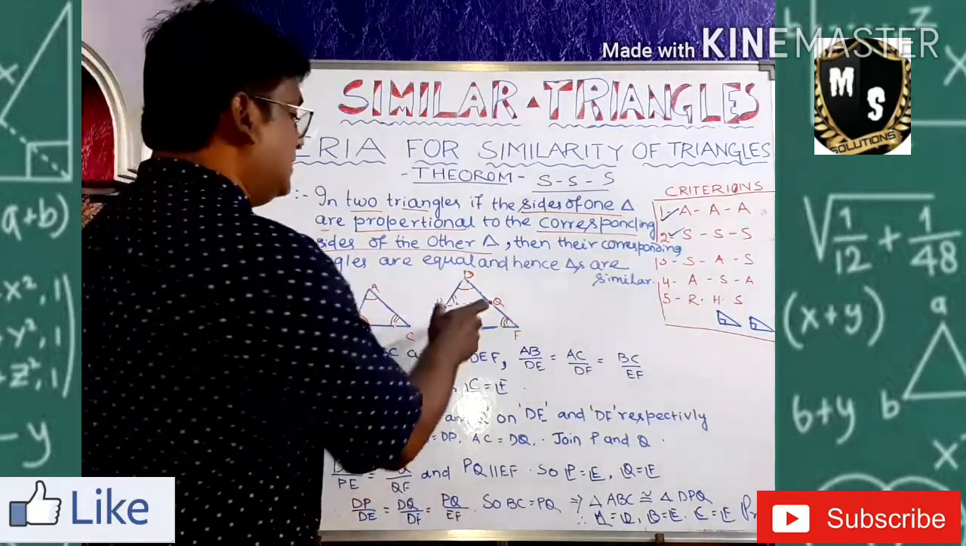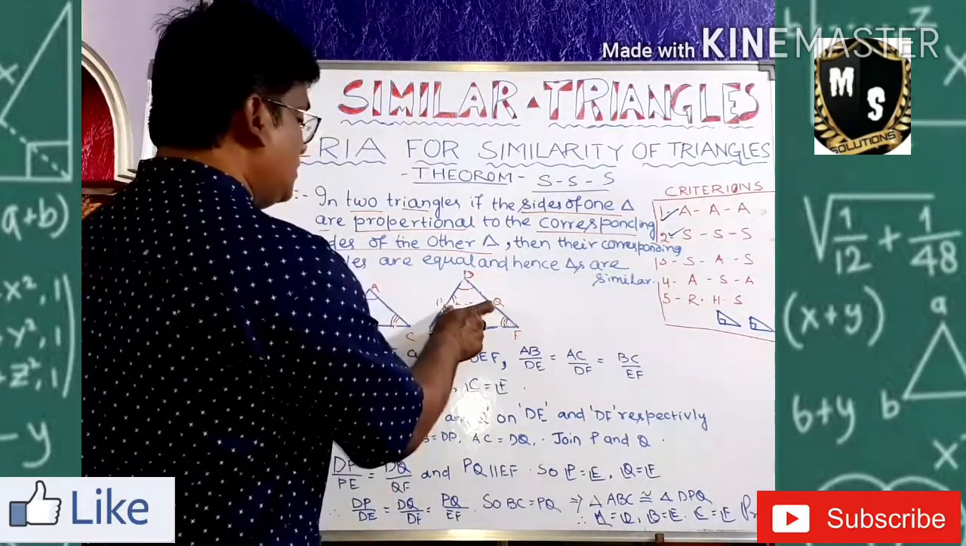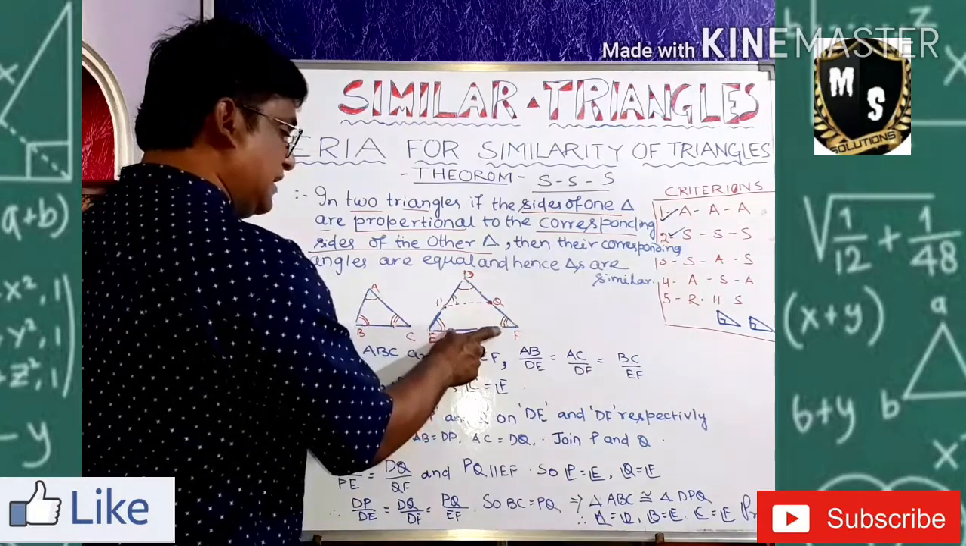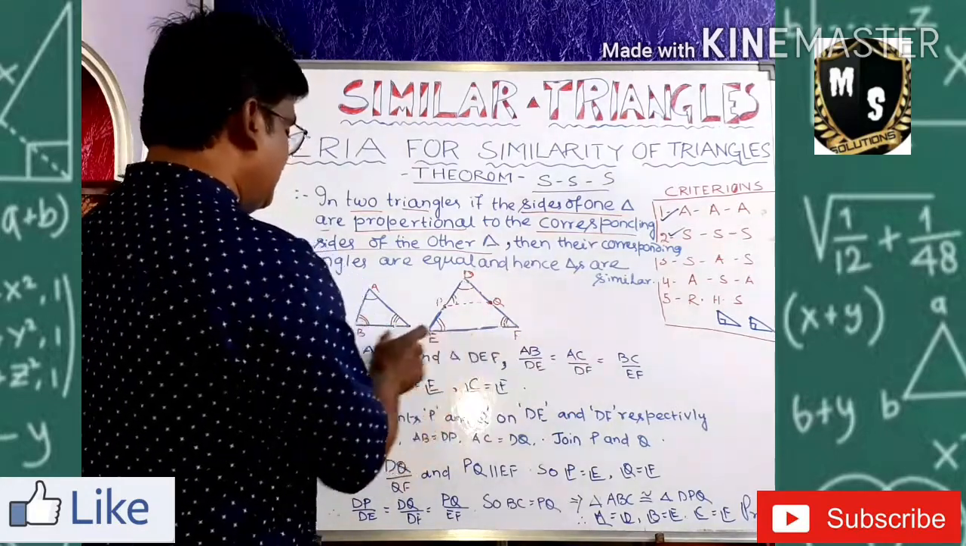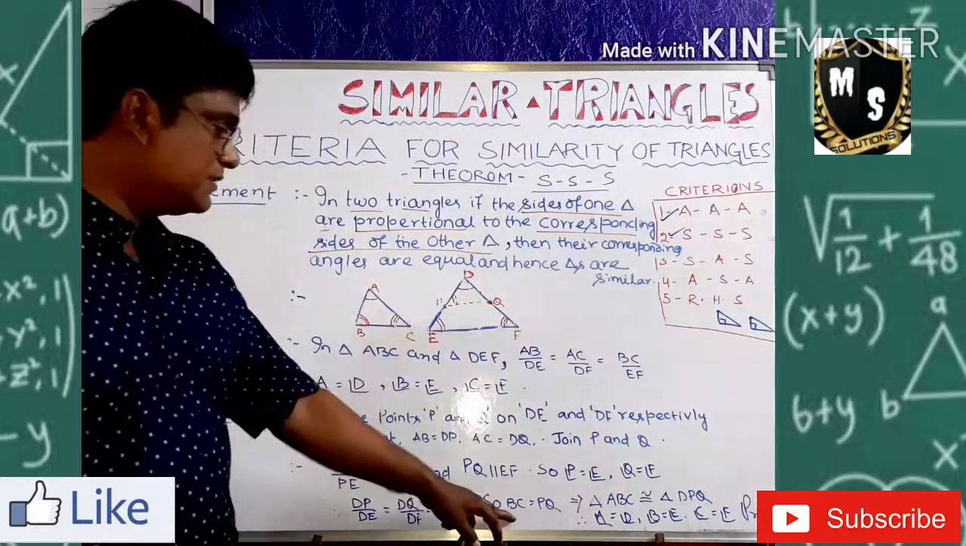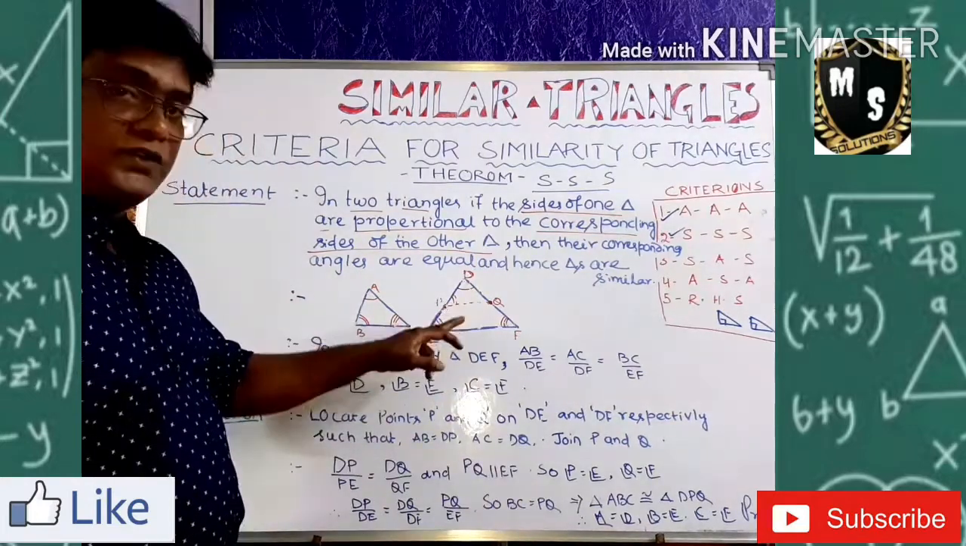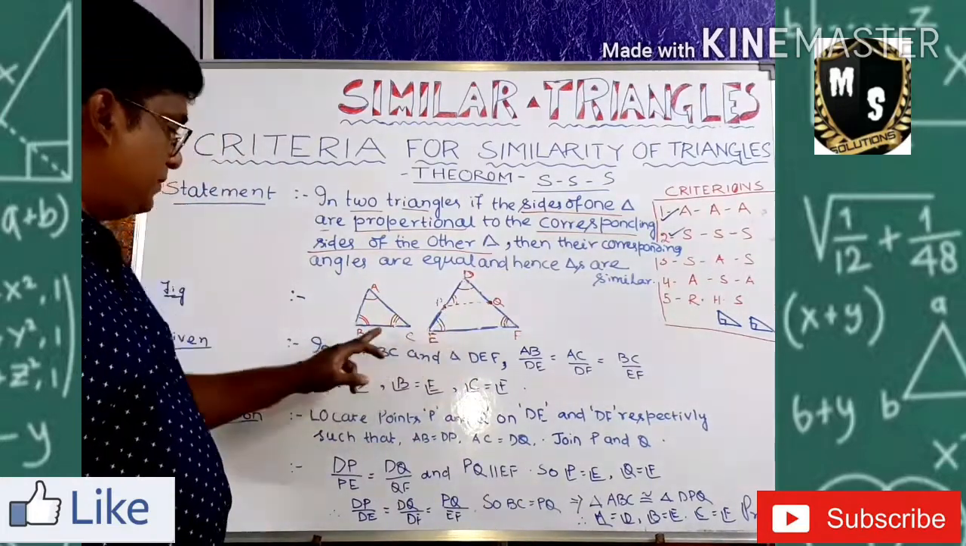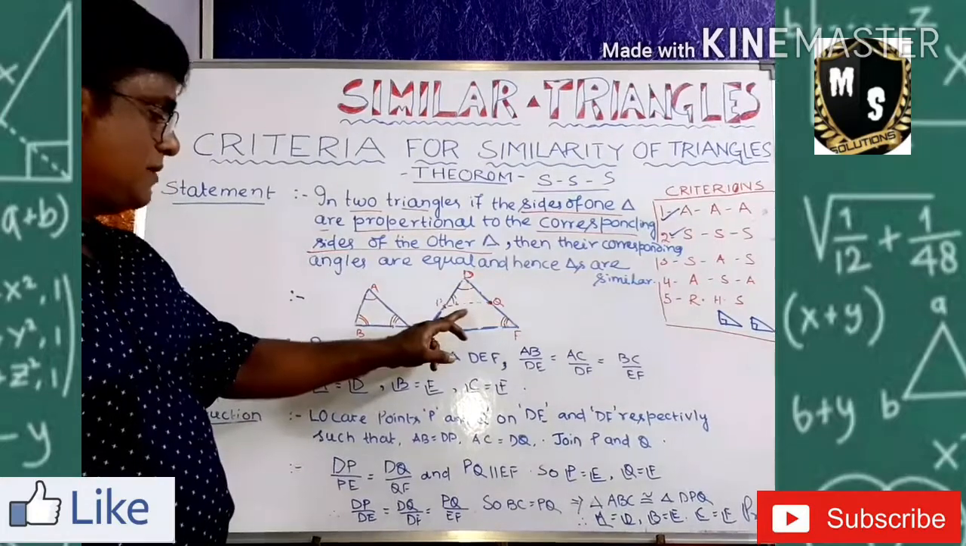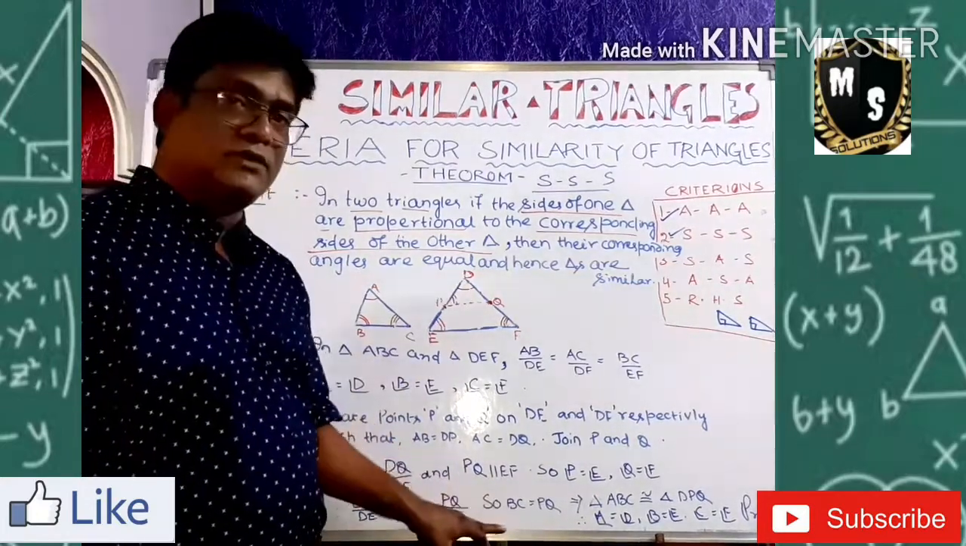So definitely the third side will be equal to this EF. But what is this EF? EF is equal to BC. So BC is equal to PQ. Now PQ is equal to EF, and EF is equal to BC, so BC is equal to PQ. That is written here: BC is equal to PQ.